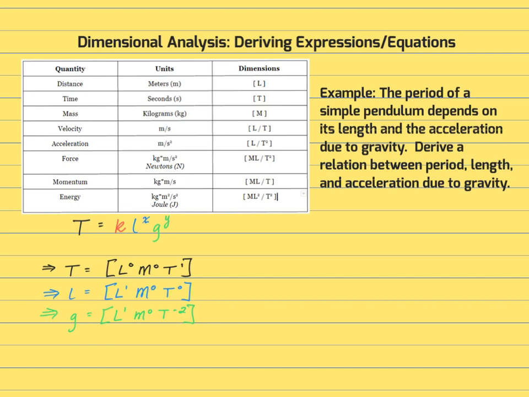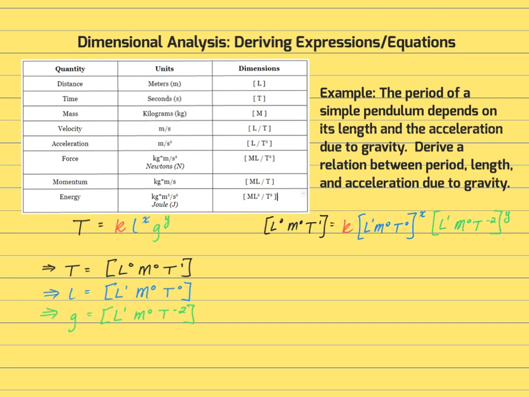So now what I'm going to do is plug each of these expressions back into our original one. So we have for t, L0, M0, T1. That's going to equal K. K is dimensionless. We're not worried about K. And then we have L, which is L1, M0, T0. All right, and then we have to include that exponent. So we have x there. And then finally for g, we have L1, M to the 0, T to the negative 2. And then we add in our exponent again.